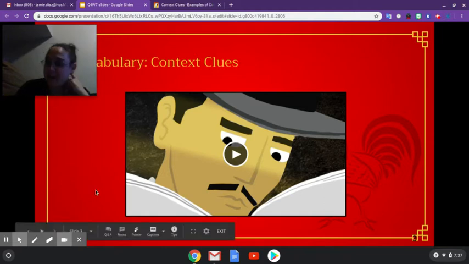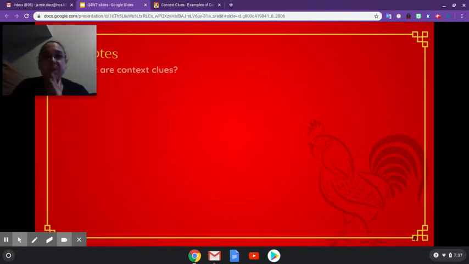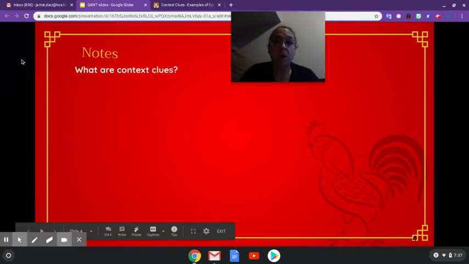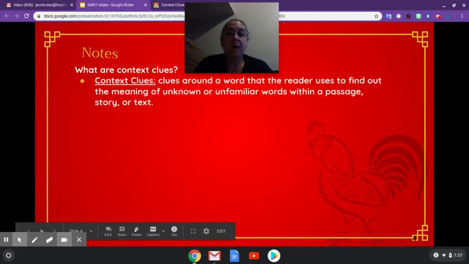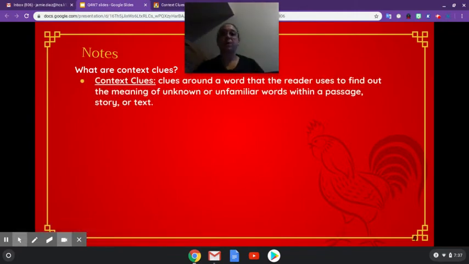All right. So, going through all the different types of context clues, let's go into our notes. Our notes are, what are context clues? Context clues are clues that are around the word that the reader uses to find the meaning of an unknown or unfamiliar word or words within a passage, story, or text.